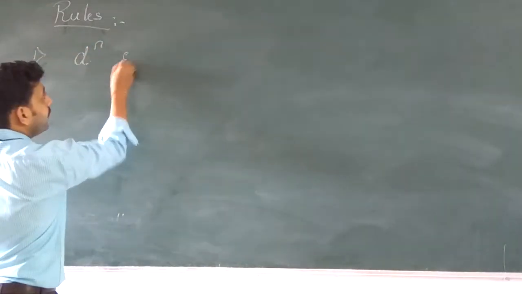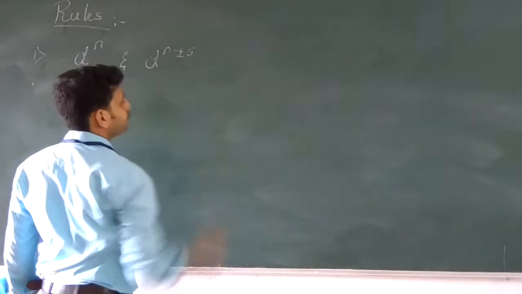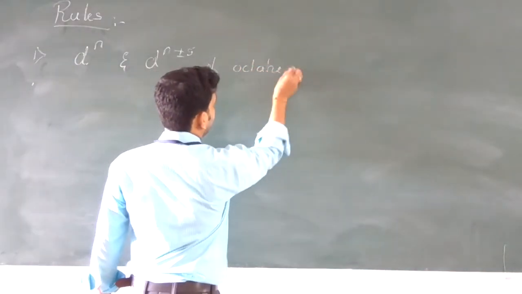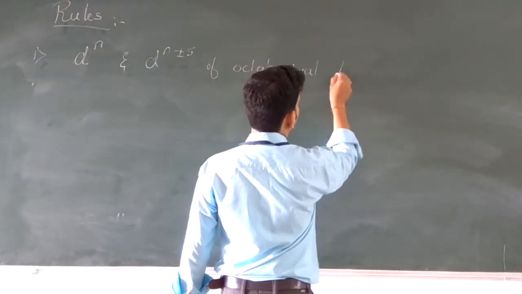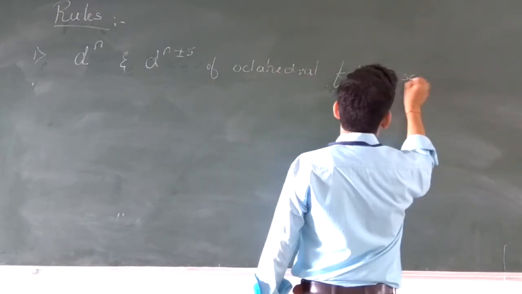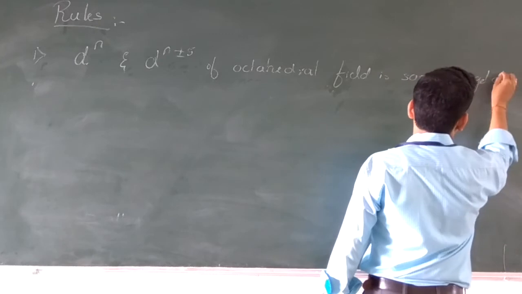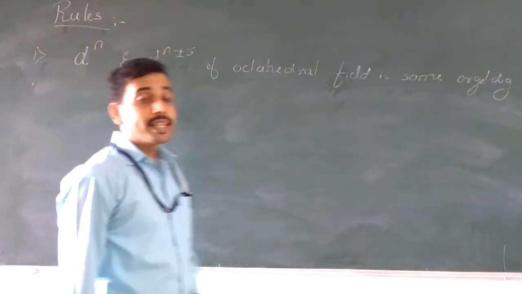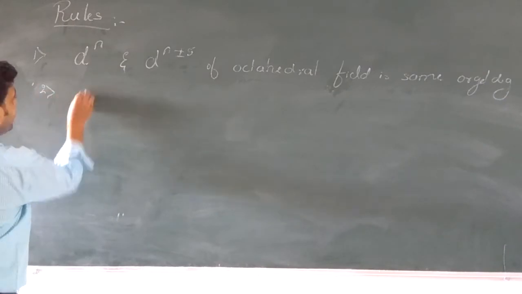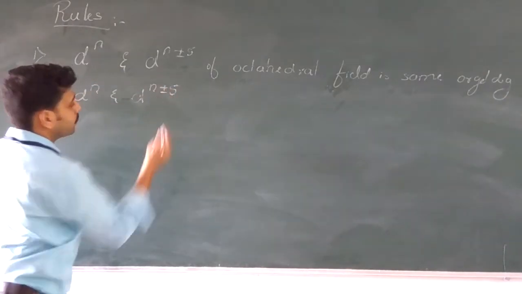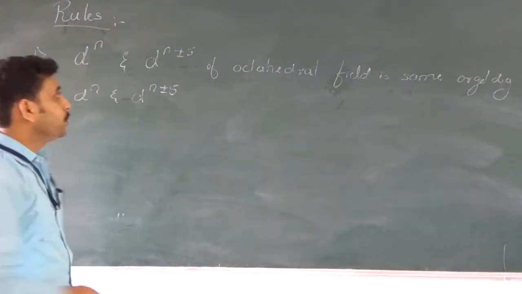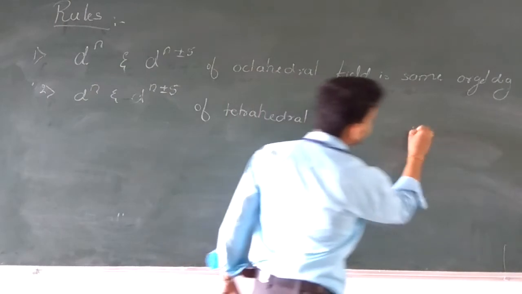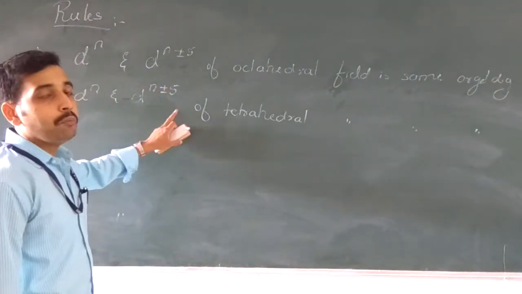dn and d(n plus or minus 5) of octahedral geometry or octahedral field have the same Orgel diagram. Next, similarly, dn and d(n plus or minus 5) of tetrahedral field have the same Orgel diagram.